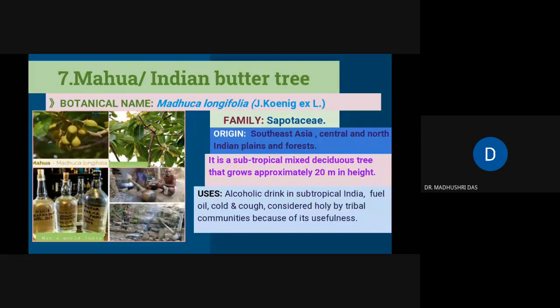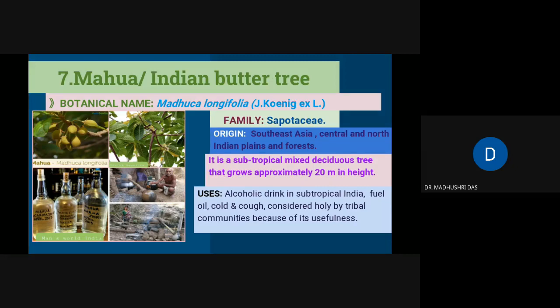Seventh is Madhuca longifolia, which is commonly known as Indian butter tree or mahua. It belongs to the family Sapotaceae. It originated in Southeast Asia, Central and North Indian plains and forests. It is a subtropical mixed deciduous tree that can grow approximately 20 meters in height.